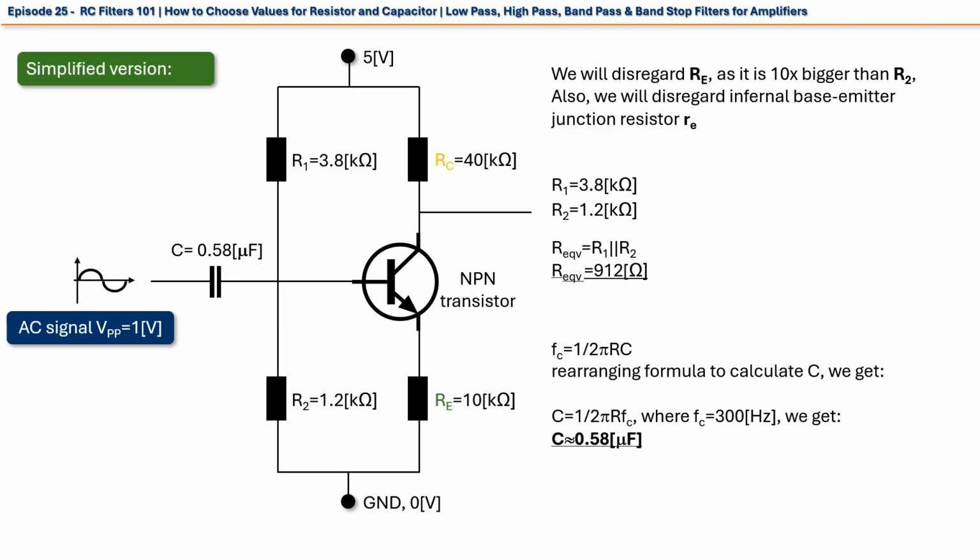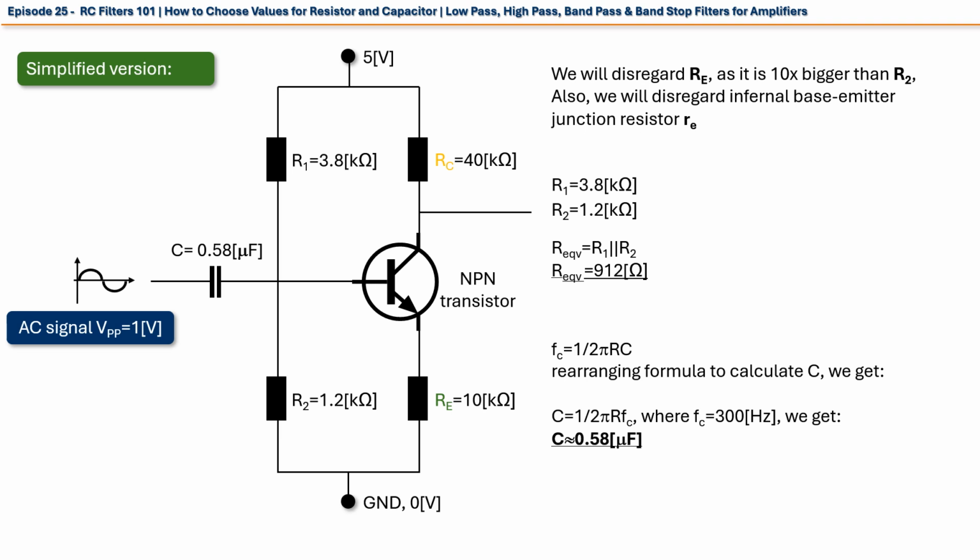Now, in previous videos, explaining and learning about voltage dividers and resistors in parallel, we have learned that if a 10 times bigger resistor is placed in parallel with a smaller one, the bigger resistor can be disregarded with acceptable margin of error. So, we are going to do exactly that. Since emitter resistor Re is 10 kiloohms, and it is much bigger than resistor R2, which is 1.2 kiloohms, we are going to disregard it.